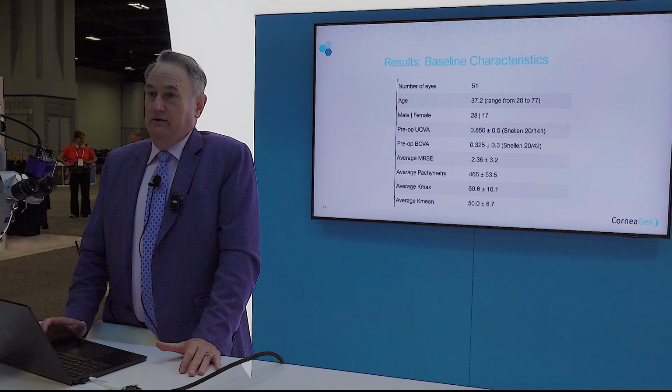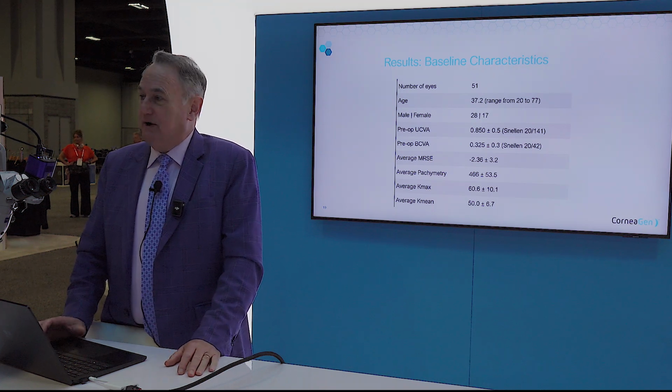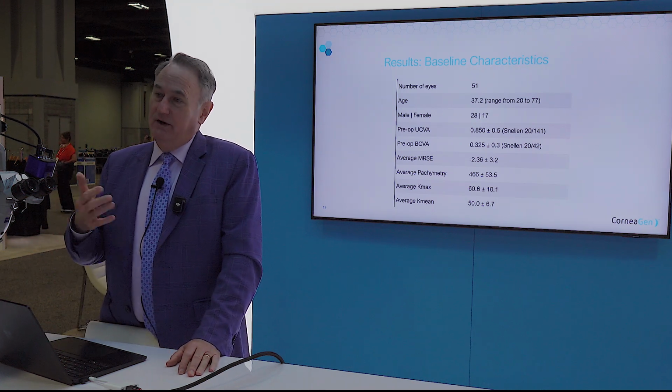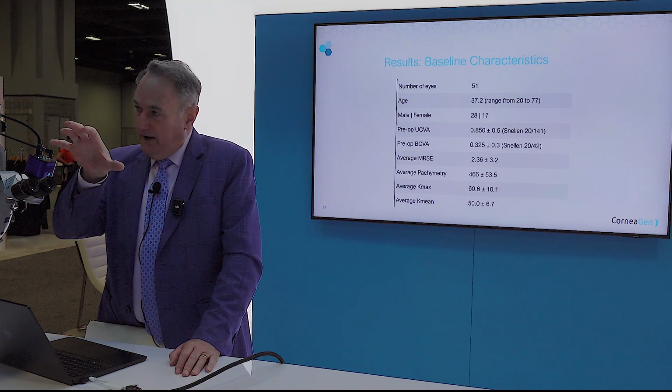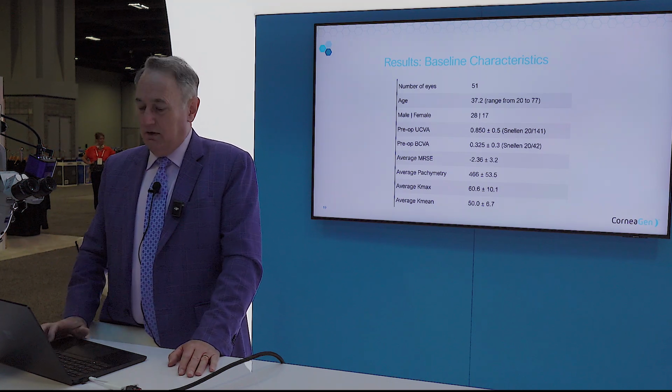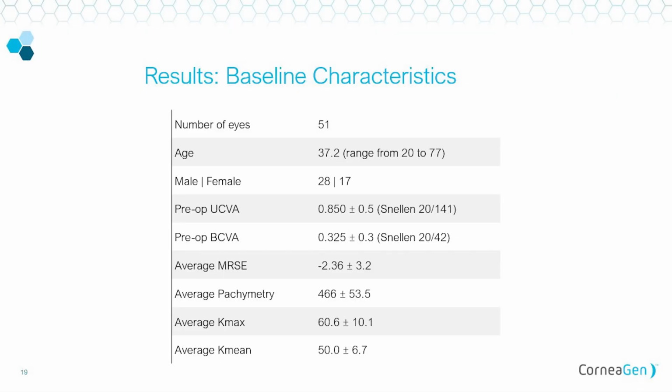So these are not your horribly bad best corrected on a Snellen scale, but if you look at their typical topographies, they've got a lot of displacement of the image or coma formation on their optics. So they're very significantly affected by that. And then their average spherical equivalent is about -2.5, 460 for thickness, and average Kmax was 61.